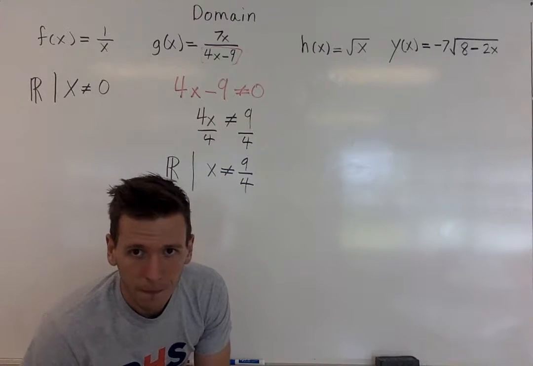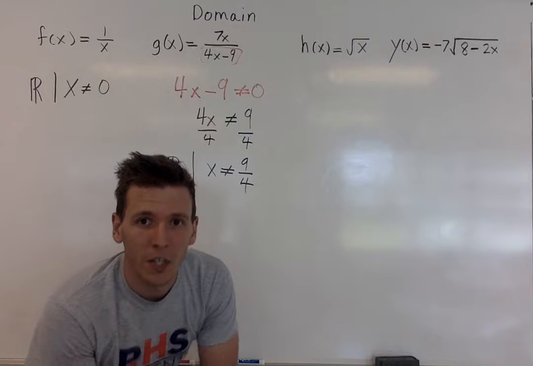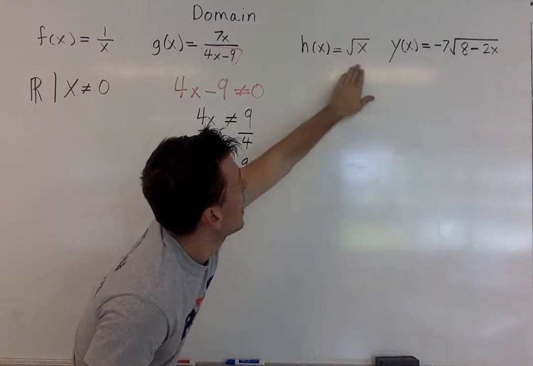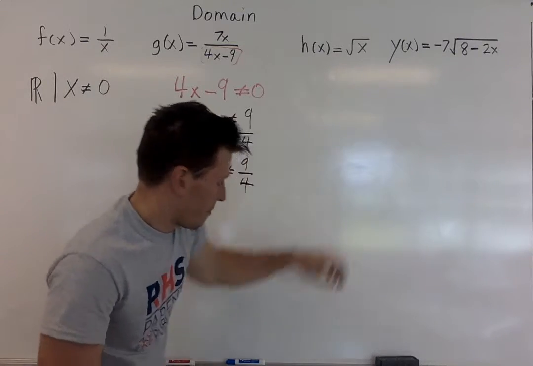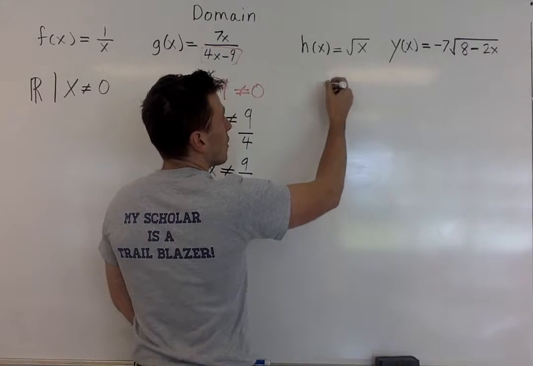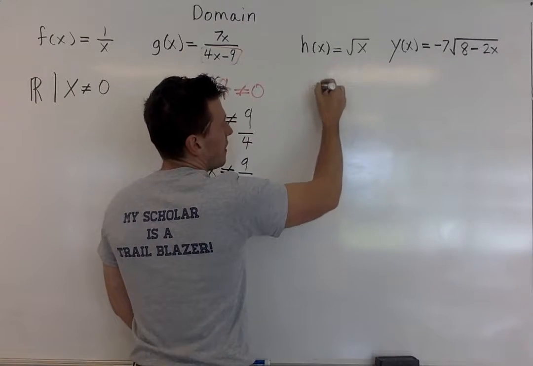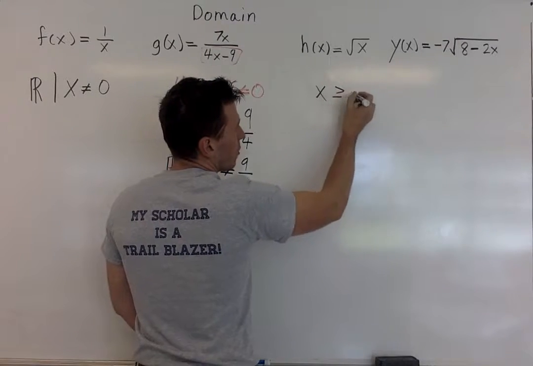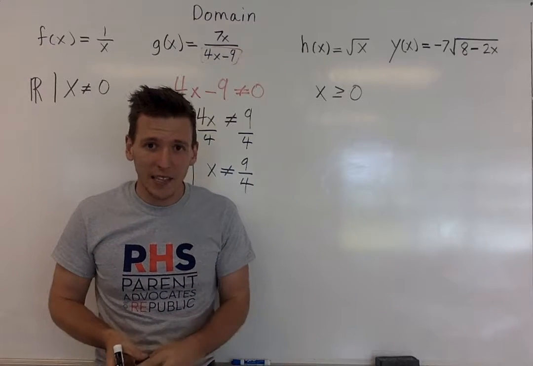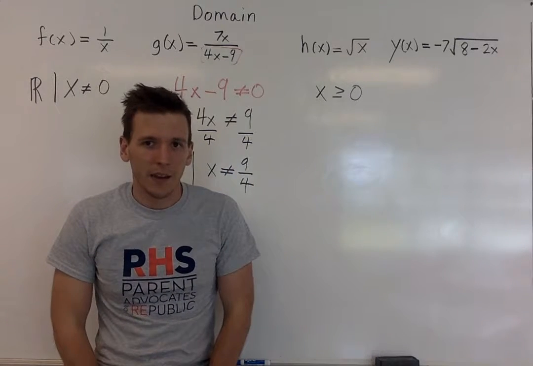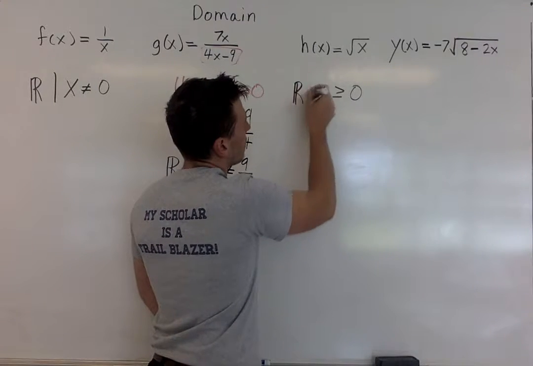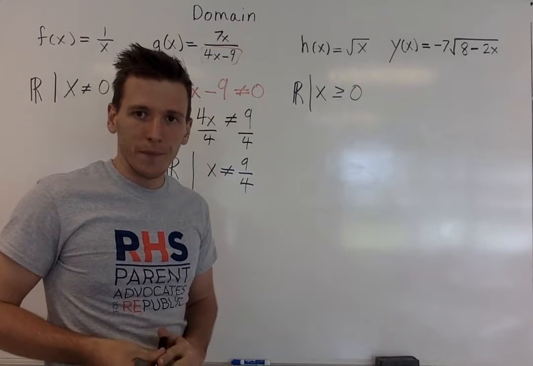For even root functions, we know that the function will be undefined whenever the inside of that even root is a negative number, because that would result in imaginary numbers. So, in this situation, we know that for h of x to exist, the input, x, must be greater than or equal to 0. 0 is fine, square root of 0 is 0, so that's defined. But anything less, square root of negative 1, is not defined in the set of real numbers. And so, we would say that the domain is all real numbers where x is greater than or equal to 0.